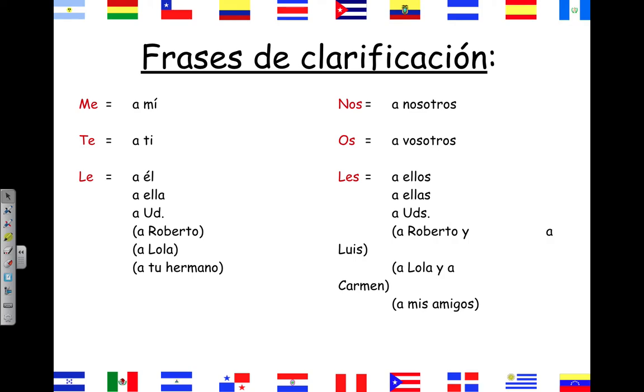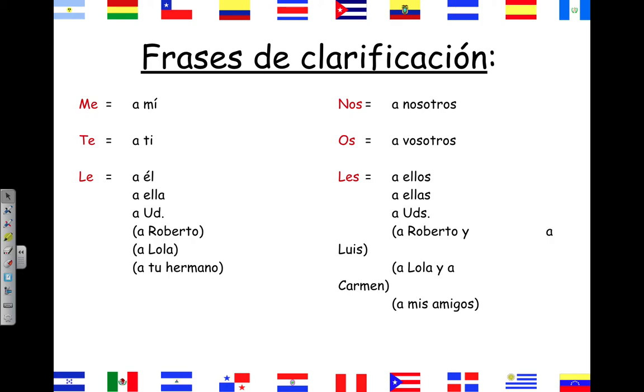Down below with the le and the les, this is where the clarification comes in. So in front of le, there's a whole bunch of things we could put. We could put a él, a ella, a usted. We can use somebody's name, a Roberto, a Lola. We can say a tu hermano. What's important to remember is, first of all, you always still have to have the le. Even if you put the clarifier in, if you say a él, you still got to put that le after it. If you say a Roberto, you still have to put le after it. The le can never be dropped. The indirect object pronouns must always go in front of the gustar or gustar-like verb. Okay?